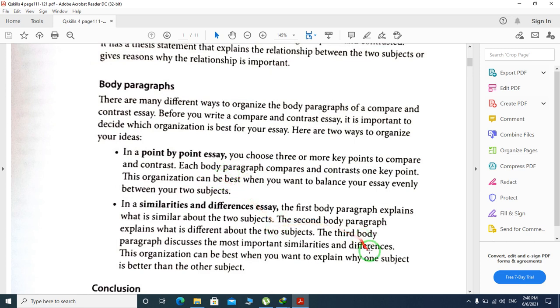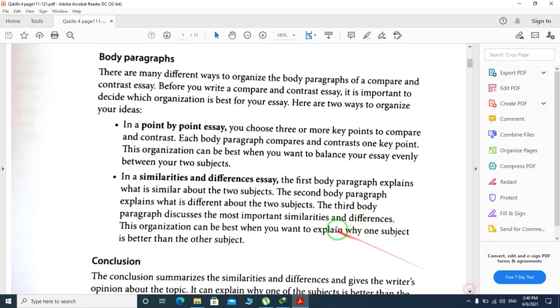You are comparing and contrasting two things, objects, or places. But when you are writing a similarities and differences essay, first, in one body paragraph, you write all about one thing or one person or one place. The second body paragraph explains what is different about the two subjects. The third body paragraph discusses the most important similarities and differences. This organization is best when you want to explain why one subject is better than the other. So if you have a favorite, this is the organization that you have to use.